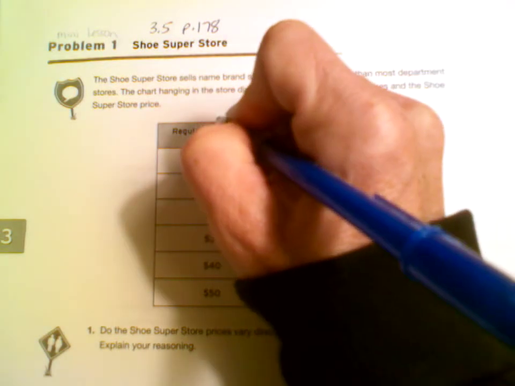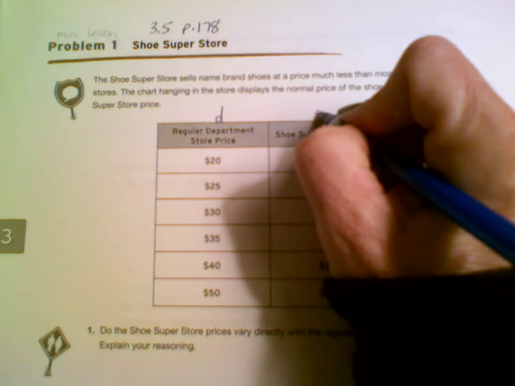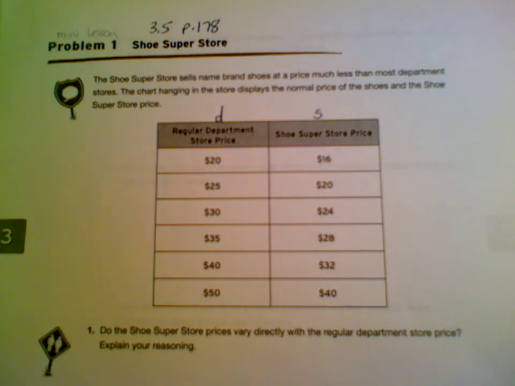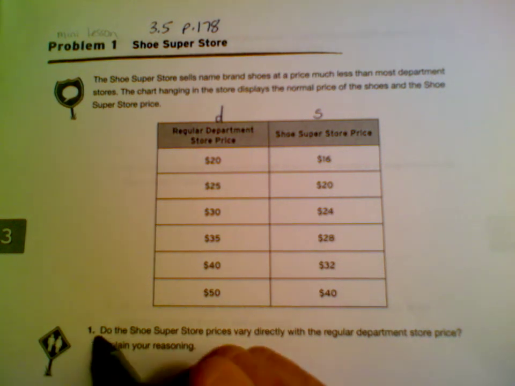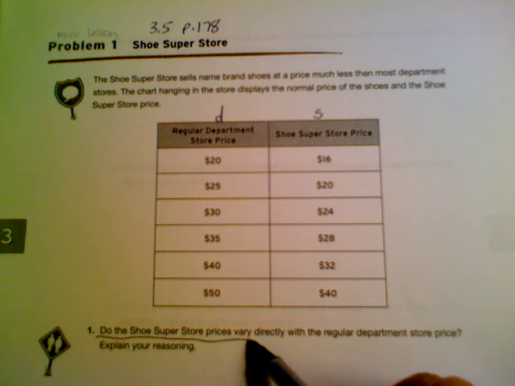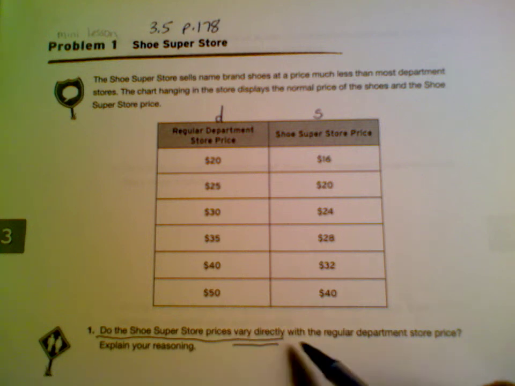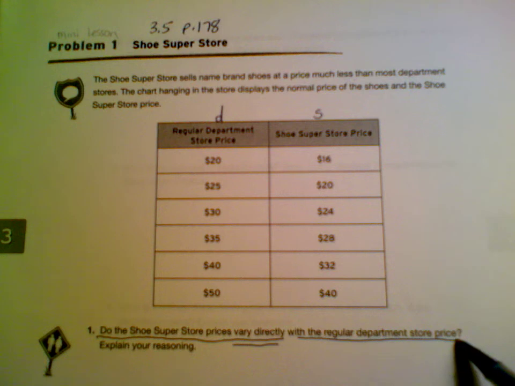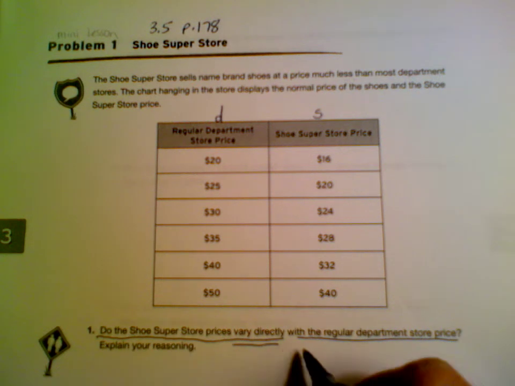I'm going to call this the department store price. I'm going to put a D here. And the Shoe Superstore price, I'm going to put an S. First question asks me, do the Shoe Superstore prices vary directly with the regular department store prices? Remember, when I see that, I think Superstore varies directly with the regular department store.